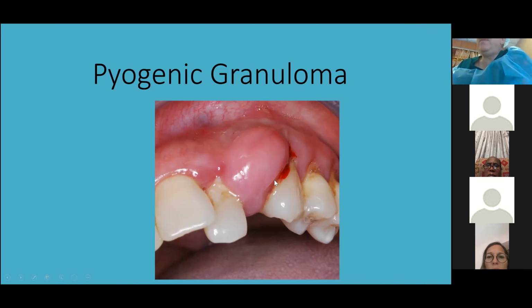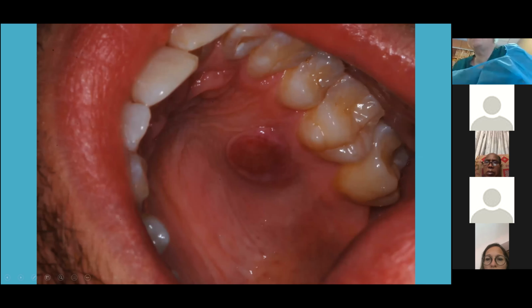Pyogenic granulomas appear between the gingiva. They're often soft, well-rounded lesions. Excision has to extend deep into the periodontal ligament or they recur. Here is another pyogenic granuloma of the hard palate. They can be traumatic in origin. They present in many ways.